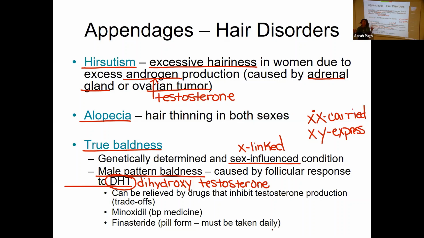And what happens is it's truly when they start producing more testosterone. The hair follicle sees the testosterone as something negative. It actually causes the hair follicle to drop the hair. So as long as testosterone is present in the body, the hair follicle will drop the hair. It will not grow or regrow new hair. So there are some drugs, there are some ways that we can relieve male pattern baldness. Drugs that inhibit testosterone production.